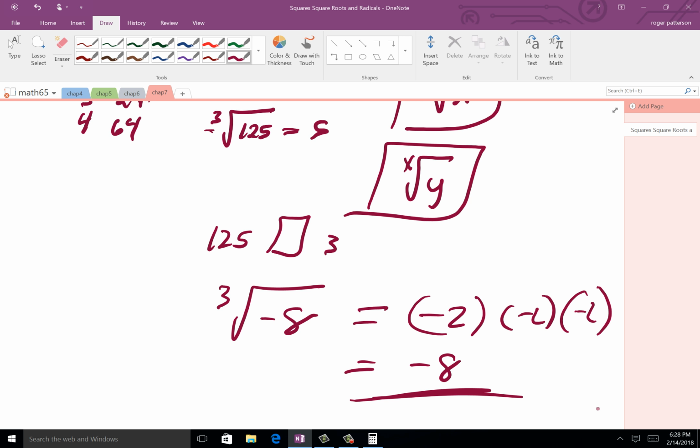Okay, so square root, can't do it. Cube root, you can do it. Obviously, what's going to happen in the fourth root then? Yes or no? No, can't do it in the fourth root. Okay, so you see the pattern there. I think that's everything there is in that first section.